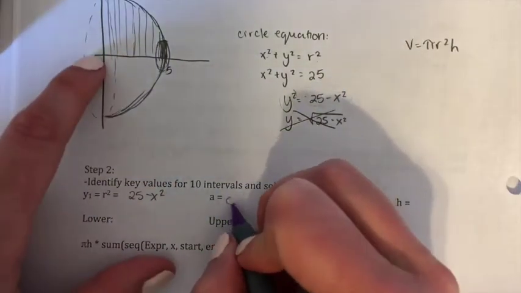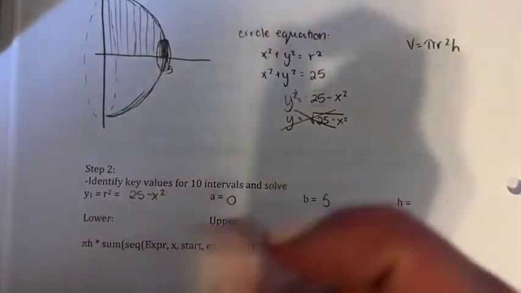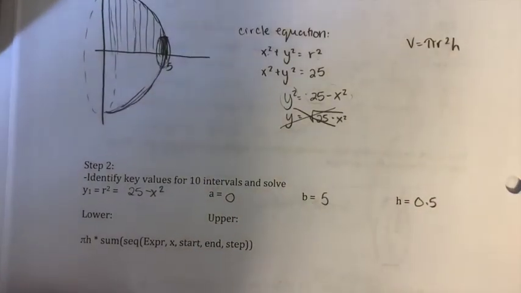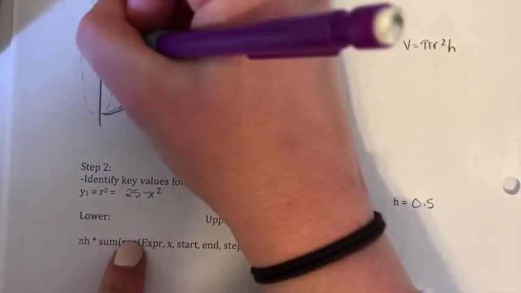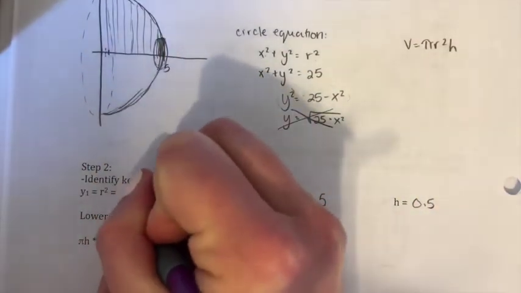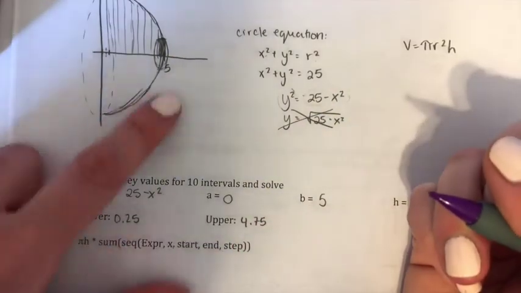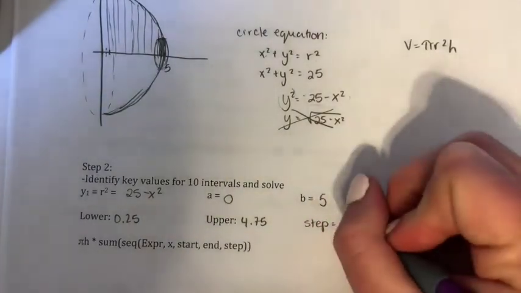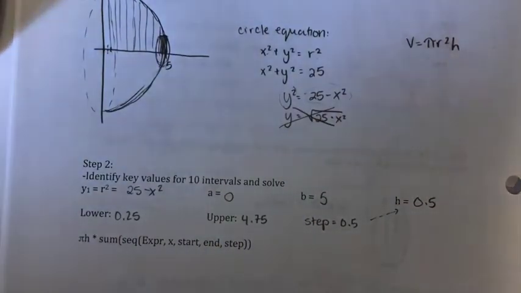A is going to be 0, B is going to be 5, and then our height, the width of each of these chunks, is going to be that divided by 10, so 0.5. Our upper and lower boundaries, because we're using the middle spot: if our first rectangle starts at 0 and goes to 0.5, half of that is 0.25, and then our last one would be 4.75, halfway between 4.5 and 5. And then I forgot a thing for step. Our step this time is 0.5. Your step is basically always whatever your h is.